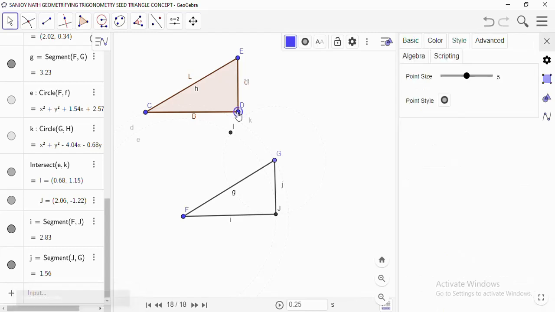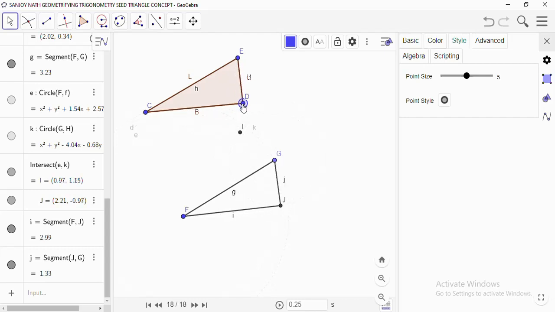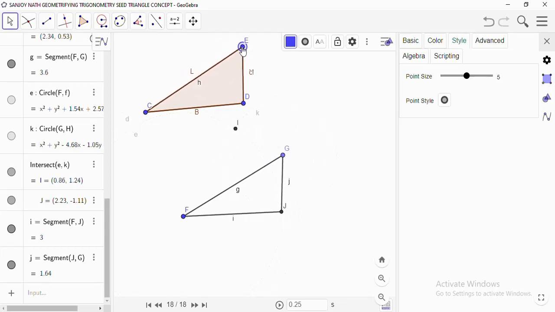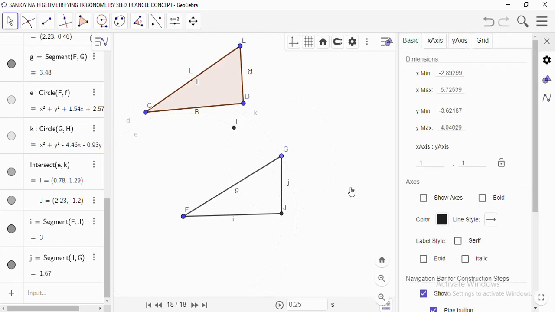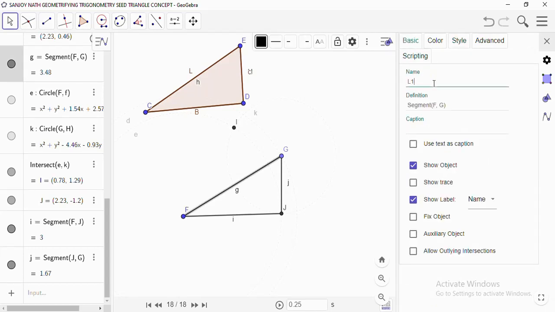Here's the magic. If you drag these points, you see that the references are locked. Now the follower triangles, this is the master-slave relationship. If we change the seed triangle, then the reference triangle will also change accordingly. Now this is the copy of that L, so this is L1, and this is the copy of B, so it is B1, and this is H1.